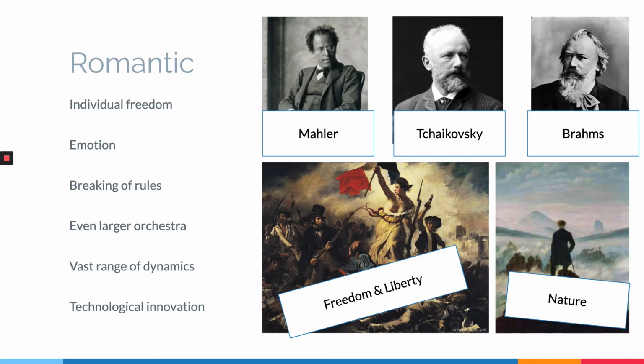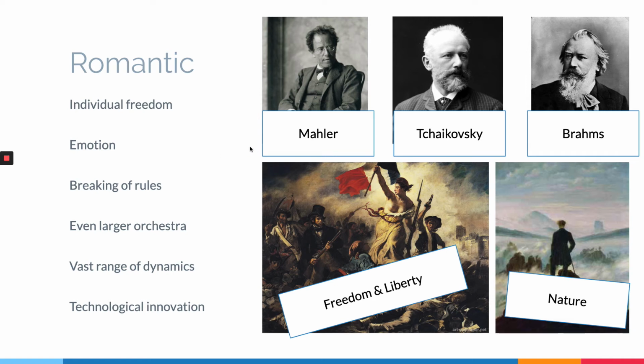Then things change again with the Romantic period. Okay, our main protagonists here: Mahler, Tchaikovsky, Brahms, other composers such as Mendelssohn are really prominent as well, Wagner. The Romantics were very concerned with individual freedom and liberty, as characterised by the painting, which is called Liberty Leading the People, which is about the French Revolution, power to the people. They were also really fascinated by the power of nature. And this is a painting that was really the muse for Mendelssohn's Hebrides pieces.